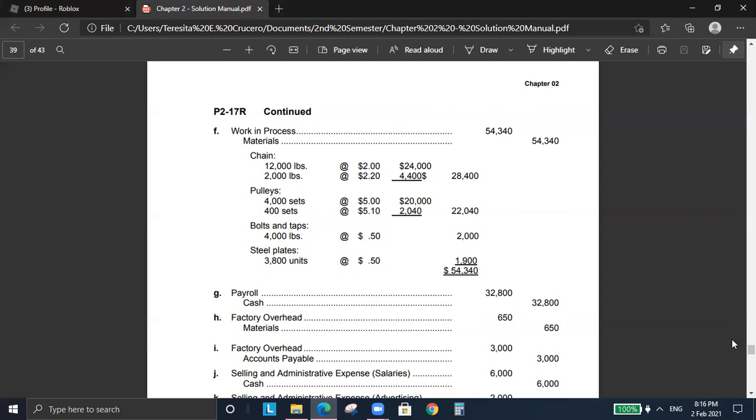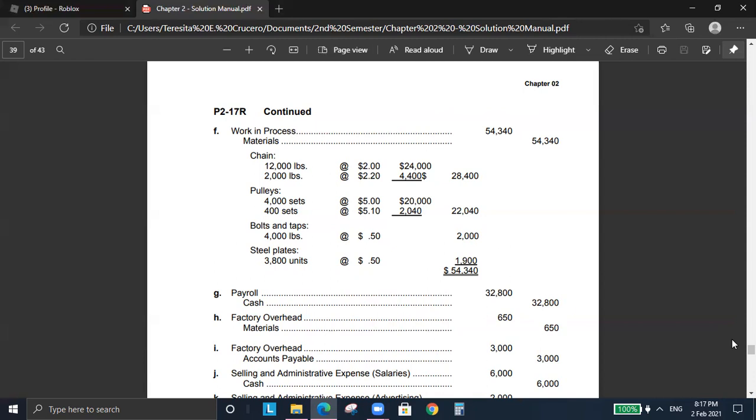It means that of the total number of sets of pulleys bought during October for a total cost of 10,200, only 400 were used during the month of October. So again, the cost of 5.10. The total cost of materials pulley used during October is 22,040 using the FIFO method.